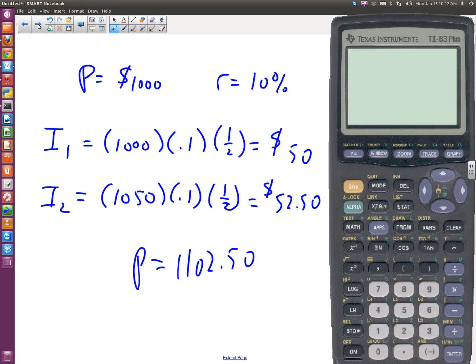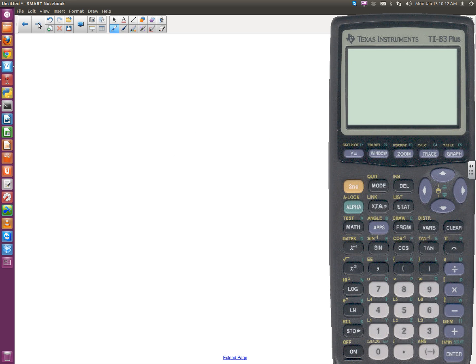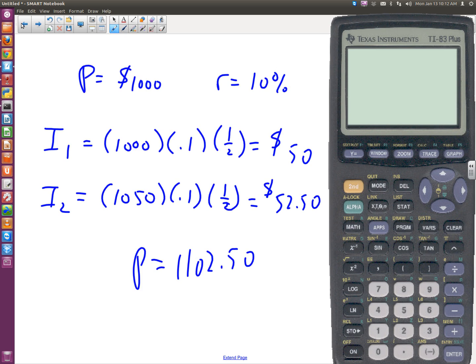What if I do it 4 times a year? How many months is that? 4 times a year, every 3 months? What if I do that every 3 months? Let's try it again. What if your principal is still $1,000, just for comparison's sake? Your interest rate is still 10%, but now you're going to get interest 4 times a year. So 1,000 is your principal, 0.1 is still your interest rate. But how much of a year are you doing this? A quarter, half of a half. A quarter of a year, every 3 months, right?